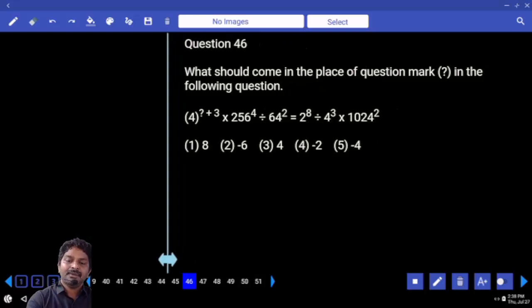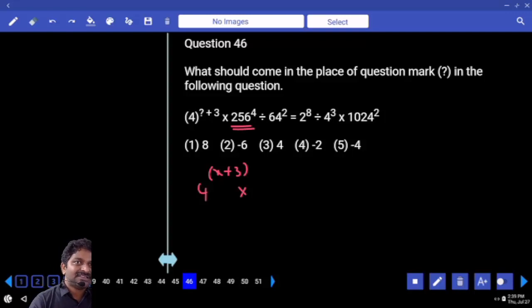So now your question mark is in 4 power something. So that is clearly saying that every base value you should represent it as 4 power something. Right? 4 to the power of x plus 3 into 256 can be written as 16 square. The same can be written as 4 power 4 to the power of 4, 4 power 16. 64 is 4 cube to the power of 2, 4 power 6. As it is division, from exponent directly we can subtract it.